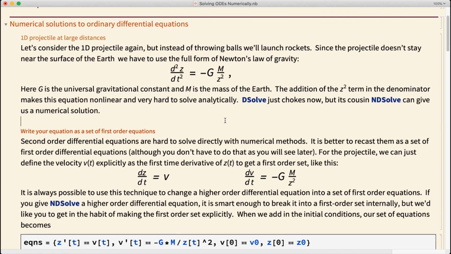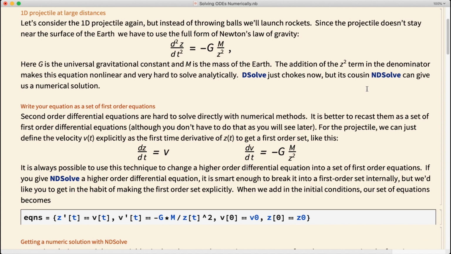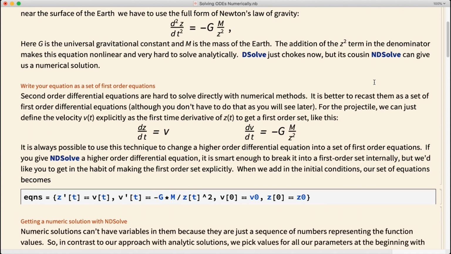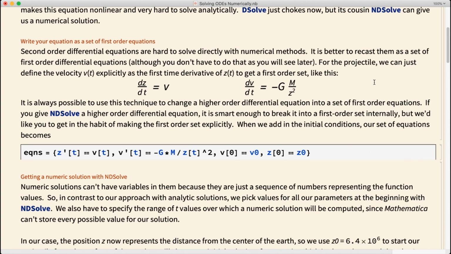The difference between what we did before and what we're doing now: before, for an analytical ODE, we used DSolve. Now we're going to use its cousin for differential equations that we're solving numerically, which is NDSolve, basically numerical differential equation solver. Just like in MATLAB, second order differential equations are hard to solve directly with numerical methods. There are some methods, but it's much easier to turn them into coupled first order differential equations and solve them together. So for this one, let's go ahead and do that.